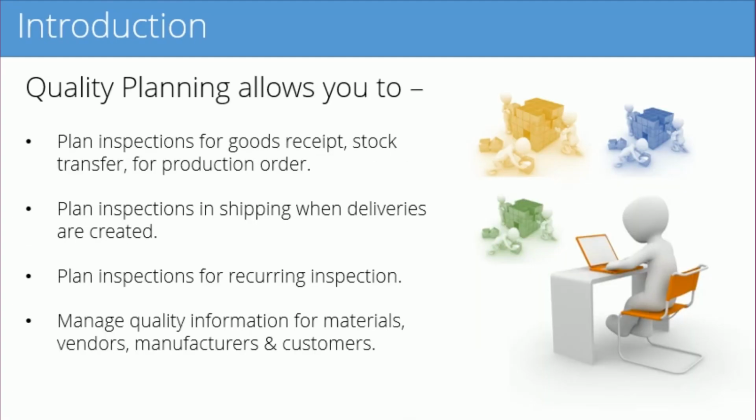As you have set up the master data needed in quality planning, it allows you to plan inspections for goods receipt, inspections for stock transfer, and inspections for production order. It will also allow you to plan inspections in shipping when deliveries are created. It will also allow you to plan recurring inspections. We'll take a deeper look at what all these master data are as we go further in future lessons.